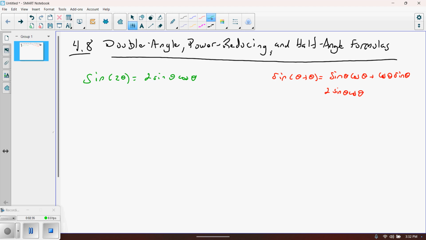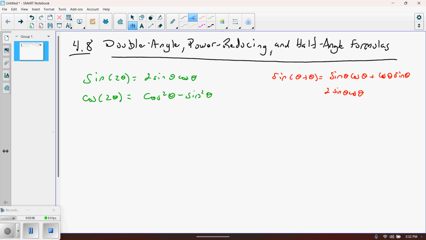For cosine, there's actually 3 different forms you can use. Really, all you need to know is the first one because you can establish the other 2. But cosine of a double angle is going to be cosine squared of theta minus sine squared of theta. And I know that looks very similar to cosine squared plus sine squared, which would be 1, and it's not the same thing. So just make sure you don't get that confused.